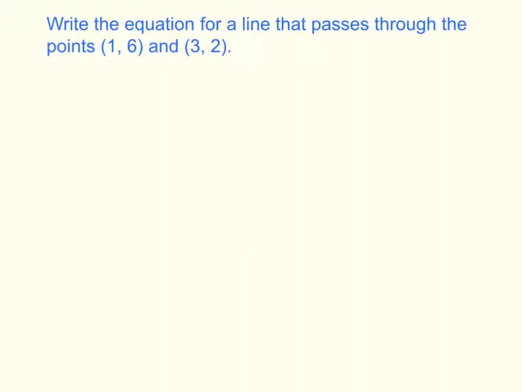So let's make sure we can write the equation for a line when given two coordinate pairs. It says to write the equation for a line that passes through the points (1, 6) and (3, 2). We are going to use our slope-intercept form, or y equals mx plus b. So in order to write an equation in the y equals mx plus b form, we have to find the slope, that's the m, and we also have to find the y-intercept, that's the b.